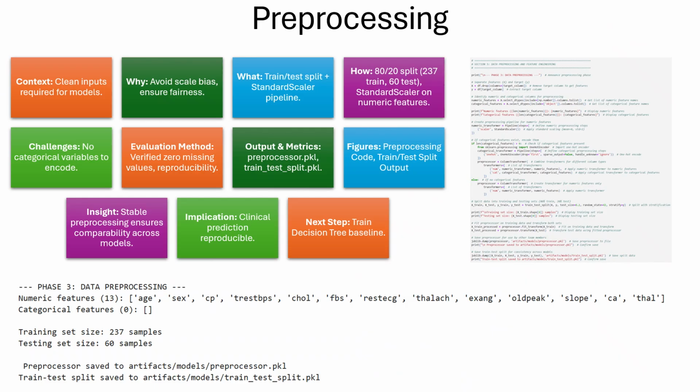At this stage, we prepared clean inputs for our models using an 80-20 train test split with 237 training and 60 testing samples. We applied a standard scaler pipeline to normalize numerical features. This ensured fairness by preventing scale bias, with no categorical variables and zero missing values. Pre-processing was simple but crucial. The output saved as preprocessor and split files guarantees reproducibility and stable comparison across all models.